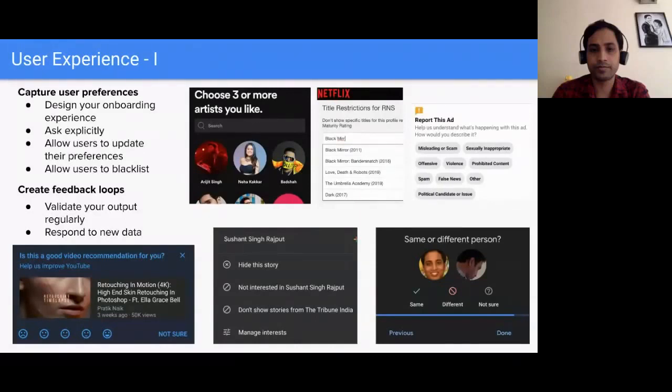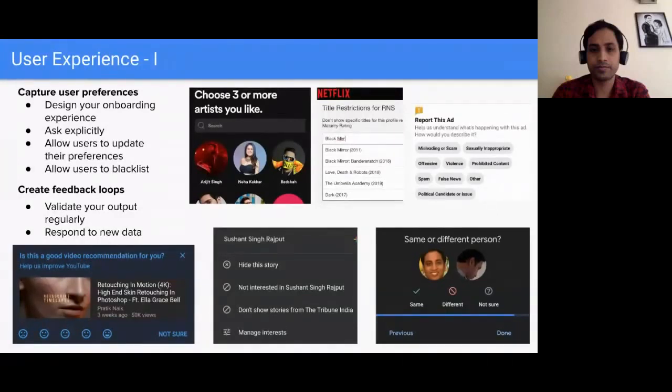The first is, how do we capture user preferences? There was a question around this earlier, like, how do we solve the cold start problem, right? There are multiple ways to capture user preferences, and many platforms do it very right. For example, the first screenshot is from Spotify. When you first create a profile, it asks you what some of your preferred artists are, right? So you try to capture preferences as explicitly as possible without creating a friction point for the users. So you need to design your onboarding experience to make that happen.